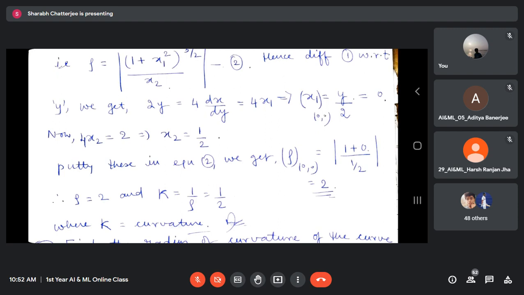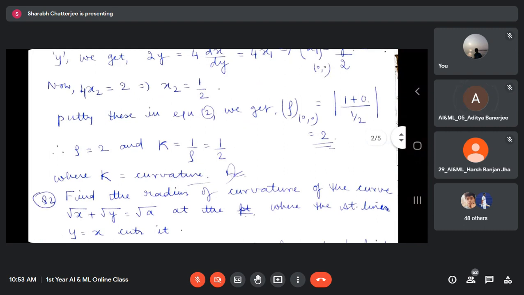Again, I am repeating. Given any curve, you find the first and second derivative. Find these values of first and second derivative at the given point. The point will be given to you. Always, always the curve and the point will be given to you. So find the value of the derivatives, first and second derivatives at the given point and put in the formula. Finished. That's all. Is that okay?